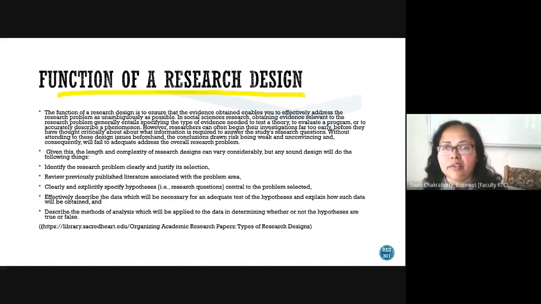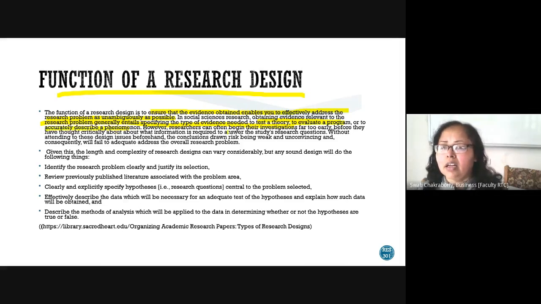Functions of a research design. What is the main function? To ensure that the evidence obtained enables you to effectively address your research problem as unambiguously as possible, right? So in social science research, obtaining evidence relevant to the research problem generally helps you in specifying the type of evidence needed, to test a theory, evaluate a program, or to accurately describe a phenomenon.